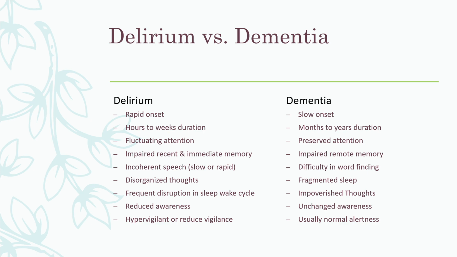Impoverished thoughts, just not completely fully thinking through thoughts, or a lack of thought. Unchanged awareness, still aware of the surroundings for the most part, not suddenly changed, and usually pretty normally alert. Again, depending on the cycles, could still be alert, just maybe confused and not know what day it is or where they are, and in later stages not able to recognize people.